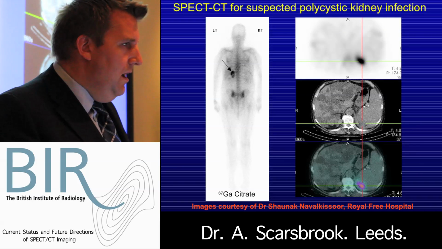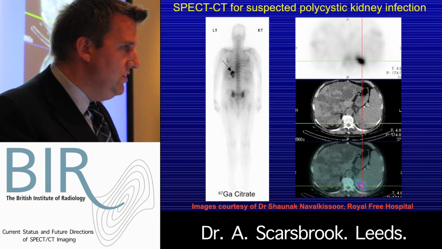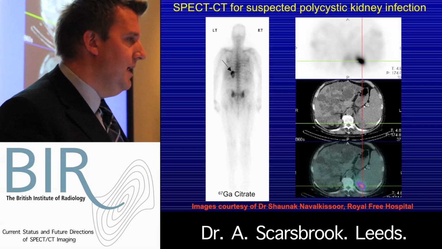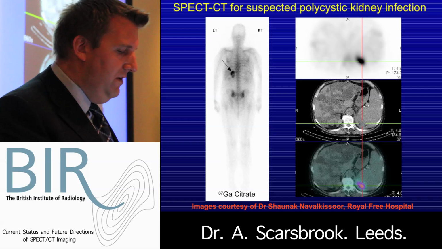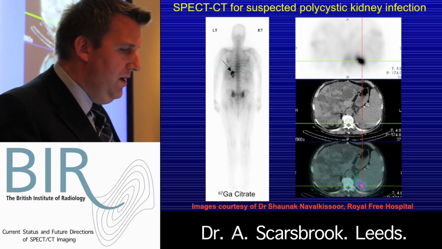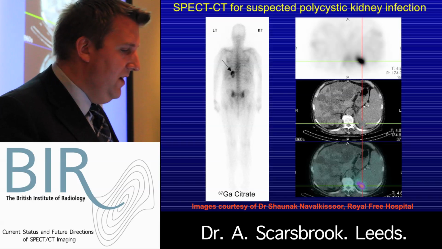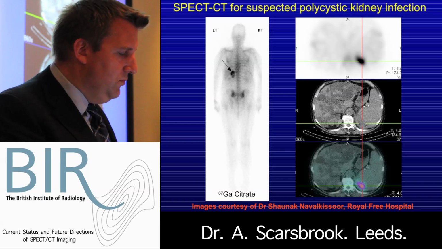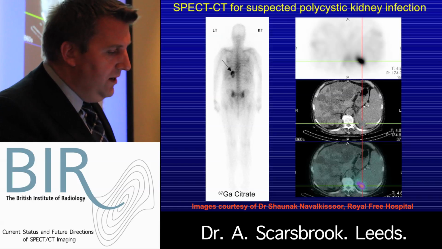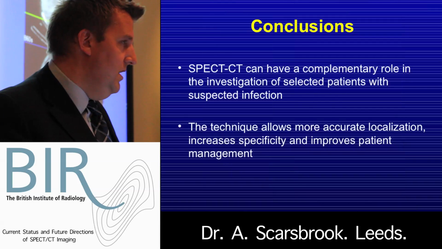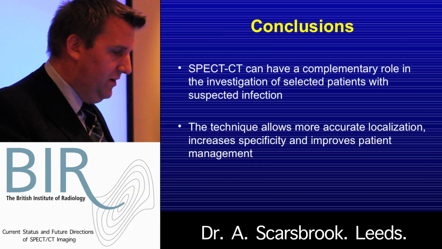And finally, one role where it might be very useful is in the evaluation of patients who've got complex anatomy. So this is a patient with polycystic disease of the liver and kidneys, who's presented with a fever, and there's a suspicion that there might be infection in the polycystic kidneys. And this white cell study, which was kindly donated from the guys at the Royal Free, clearly shows the focus of uptake within the upper pole of the left kidney, which was due to infection.